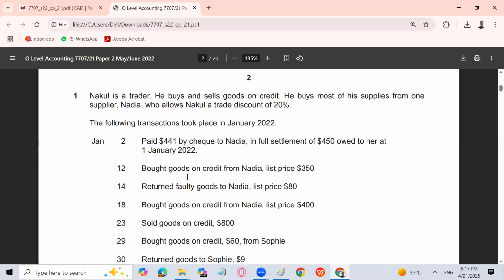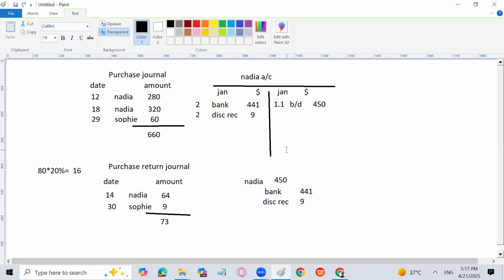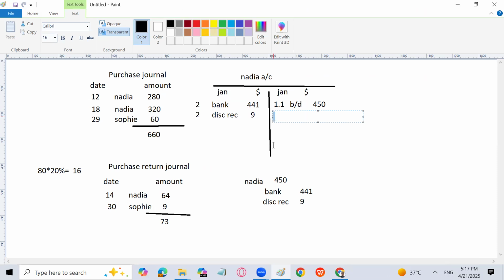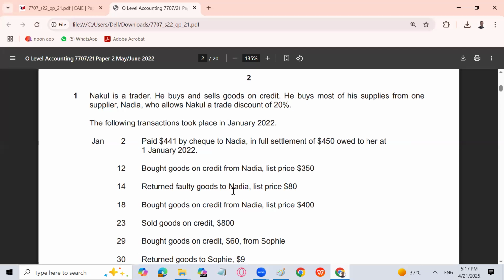Bought goods on credit from Nadia, list price 350. The entry will be purchases debit and Nadia credit. So it will come on the credit side on 12. So purchases, and the amount is 280 because trade discount will not be shown. It will be subtracted, which we have already done. That's why we have written Nadia here, 12, on 12th that we have purchased goods from Nadia, list price 350, 20% discount.